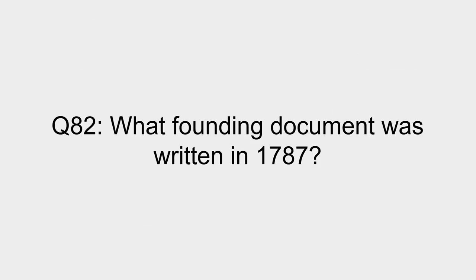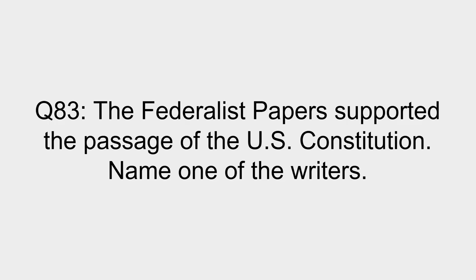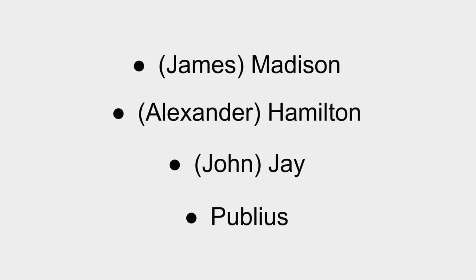What founding document was written in 1787? That was the Constitution. The Federalist Papers supported the passage of the U.S. Constitution. Name one of the writers. You need one of these. You've got Madison, Hamilton, Jay, and Publius.